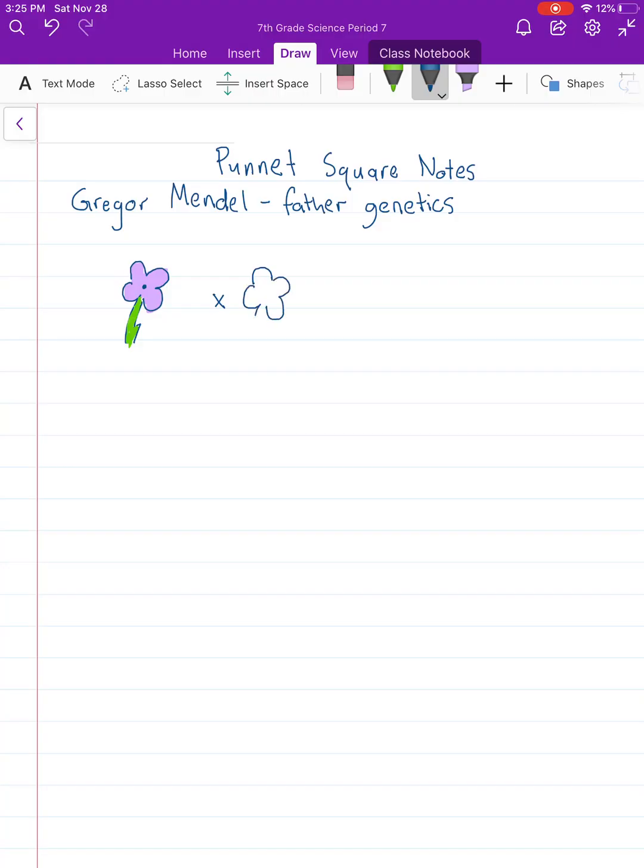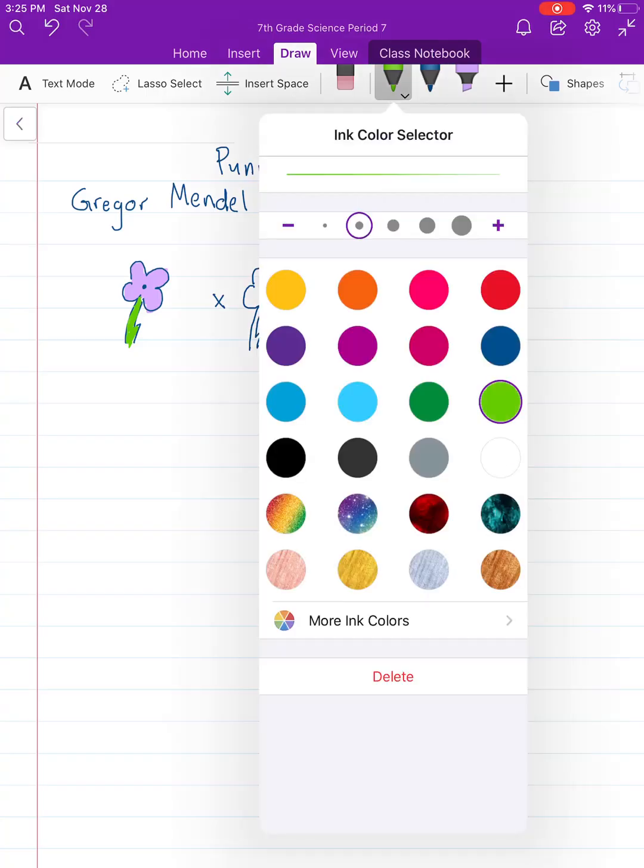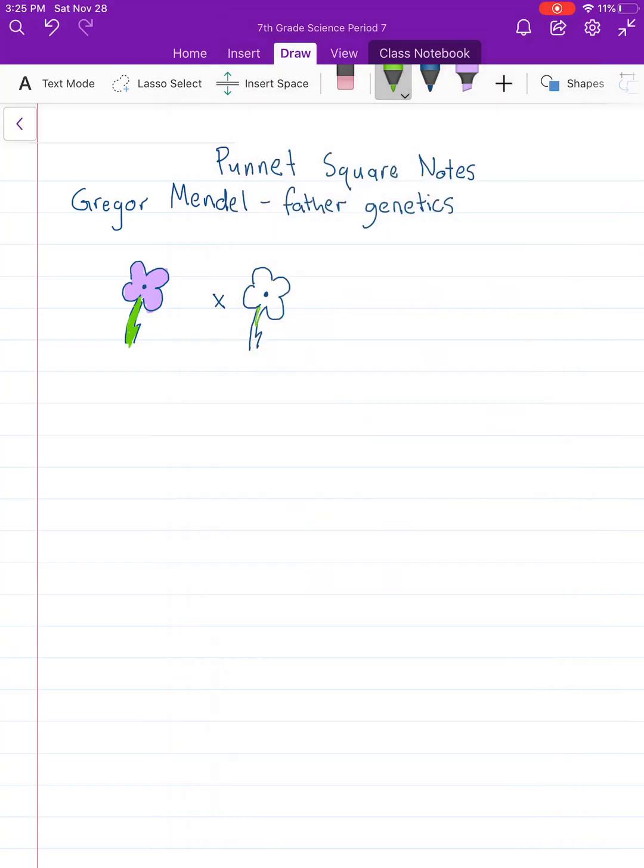This time we don't have to color the flower, but I'm going to color the stem. And again, use colored pencils for this. Typically in class I'd use colored pencils, but I'm just trying this new note-taking method. It's not the greatest because my handwriting's kind of suffering here, but that's okay.